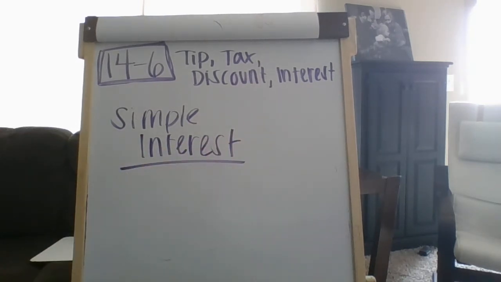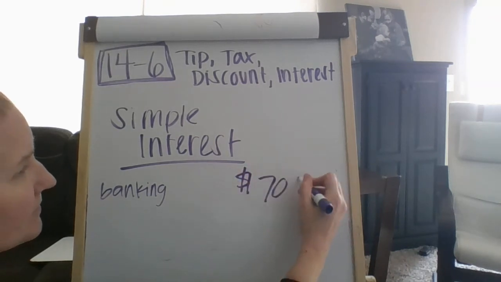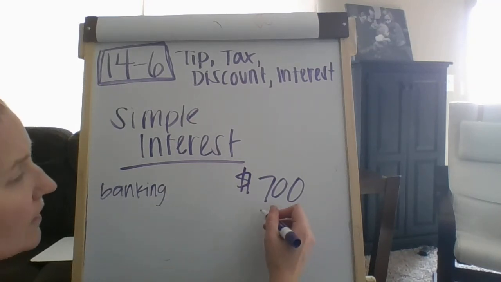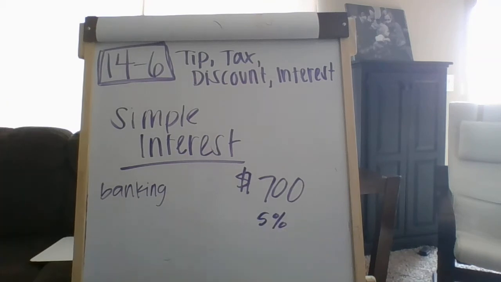When we're taking a look at this, it's very similar to taking a look at any banking. You put something in the bank, you put a deposit in, and you let it sit there for a little bit. It's going to gain interest as it's in your bank account. So what we're going to be taking a look at today is we go to the bank and we deposit $700. So we put $700 into a savings account. In that account, we are going to get 5% interest.